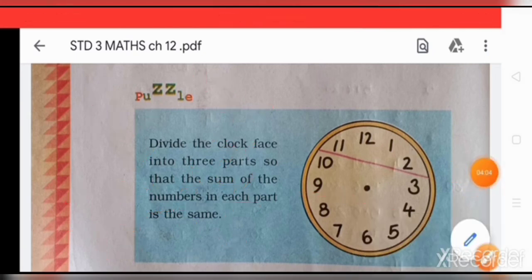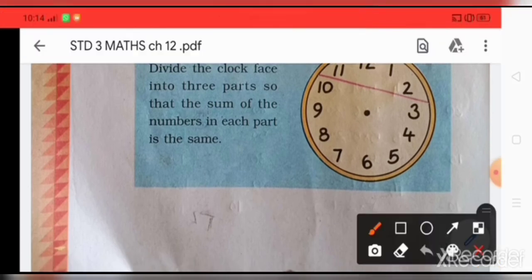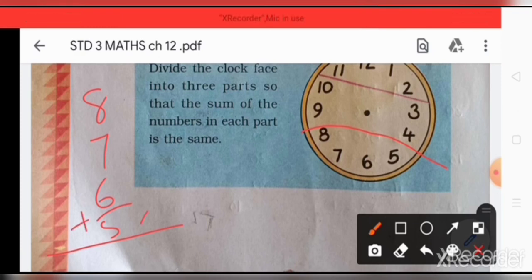And the last one, which is the last one? This one is the last one. 8, 7, 6, 5. 6 plus 5, 11. 11 plus 7, 18. 18 plus 8, 26. Then what is the sum? 26, 26, 26. These all are equal.